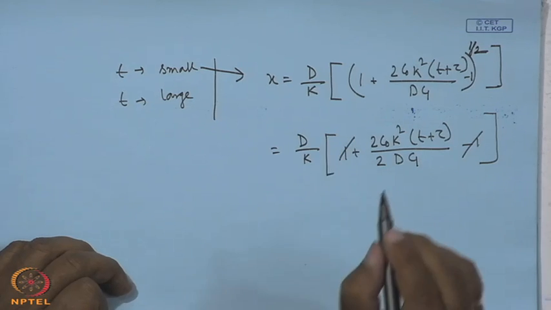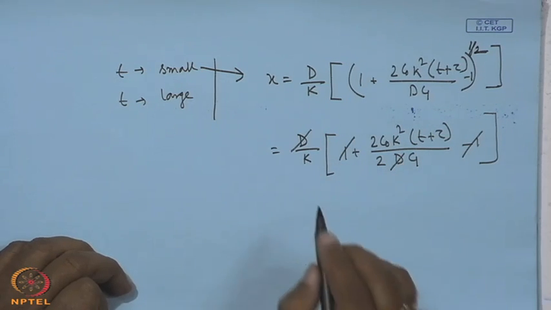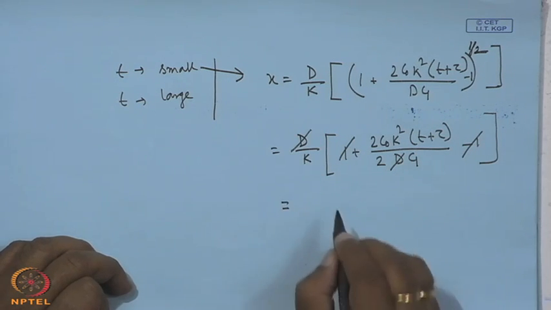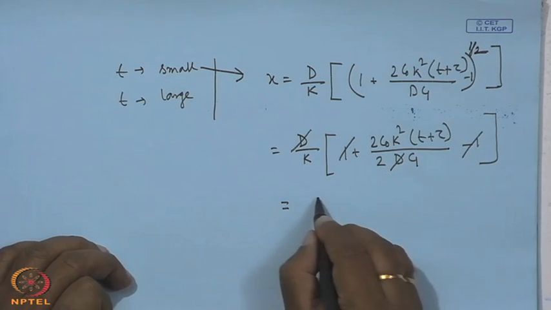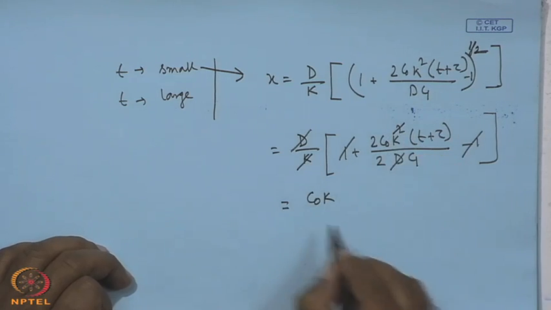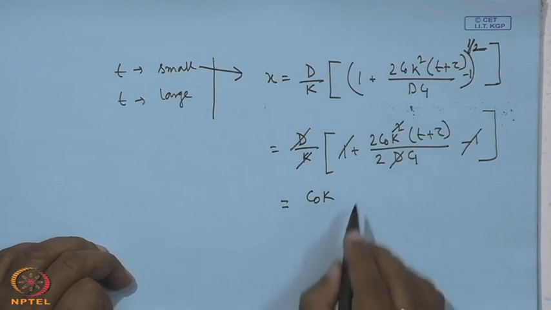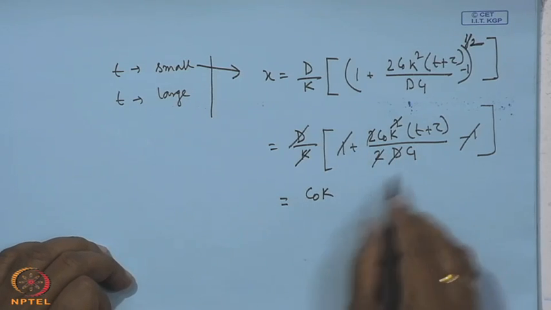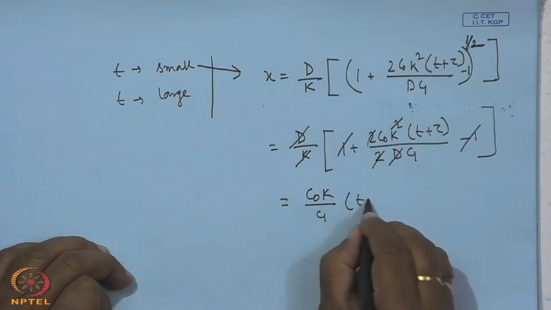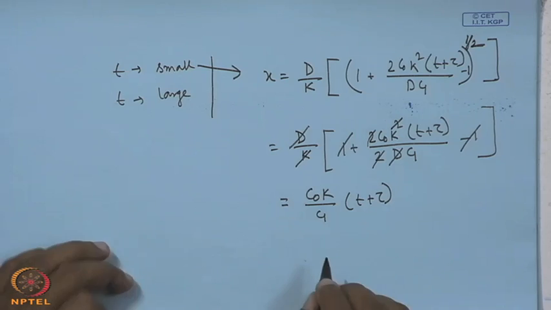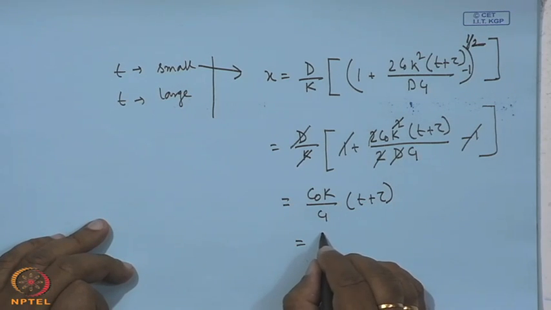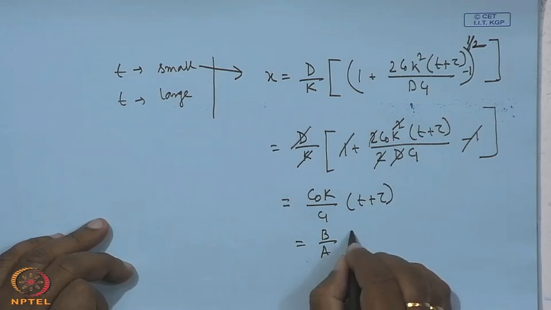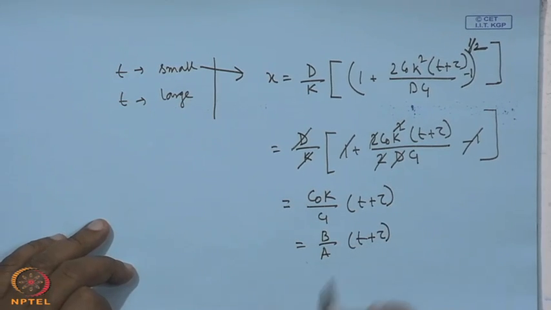So, this will cancel out, this d will go, and we will find that we can write this as C 0 k, because this k will cancel out, C 0 k, 1 k will be there, this 2 will also cancel out, by C 1 into t plus tau. Now, what is this C 0 k by C 1? We can write it as b by a into t plus tau.